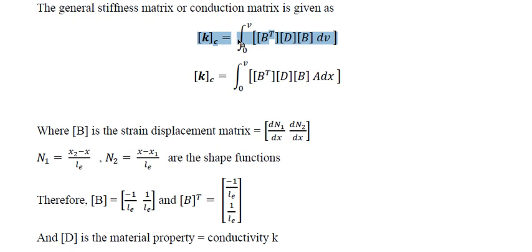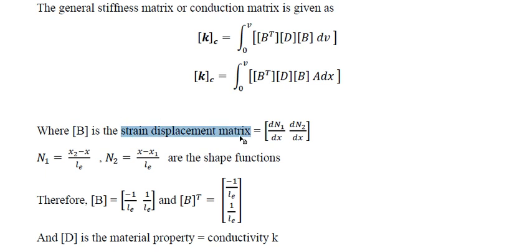It is the integration over volume, because conduction happens throughout the volume of the element. That is why it is integration with respect to volume of B transpose into D into B into dV, where B is taken as the strain displacement matrix.